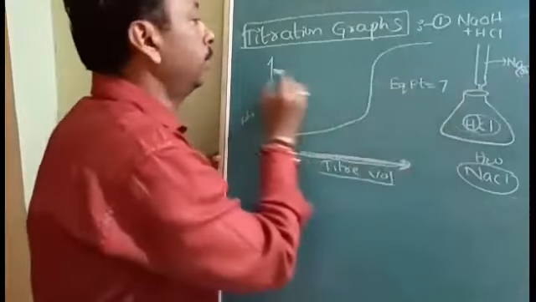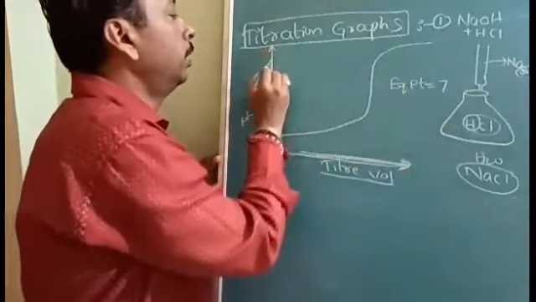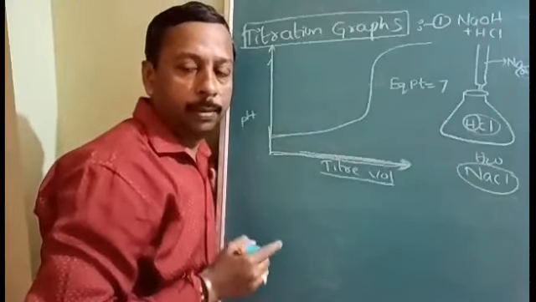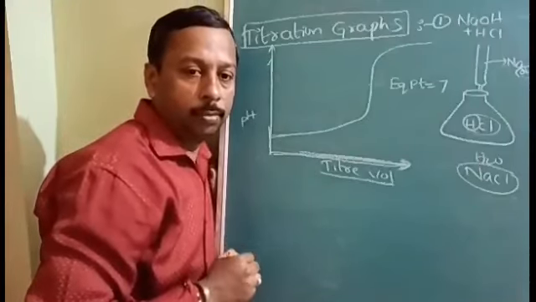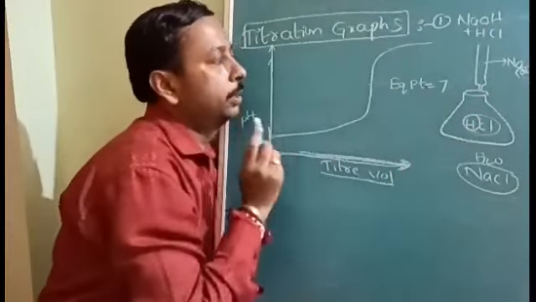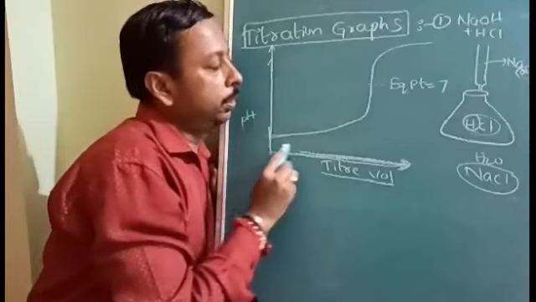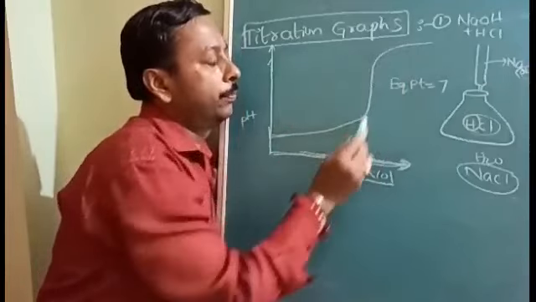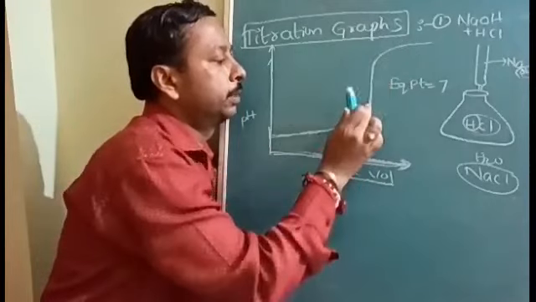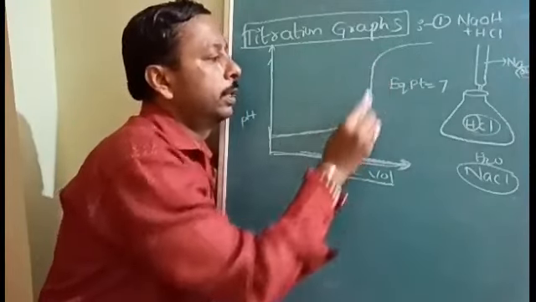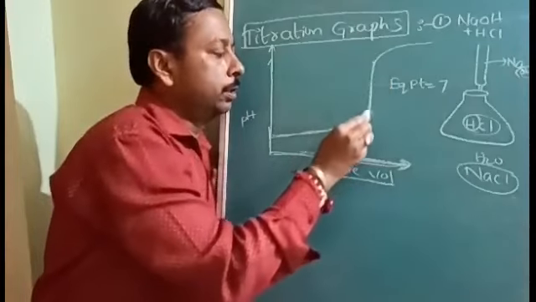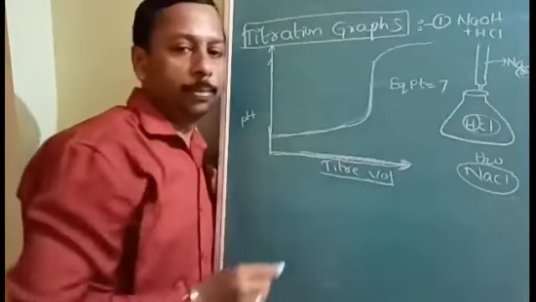NaOH is a strong base, so it will be near 13. The stronger the base, the higher the pH. The stronger the acid, the lower the pH. Base is strong and acid is also strong, so the entire range is utilized. The length of this sharp rise will depend upon the strength of the acid and base. Both are strong, so this length is the maximum possible.